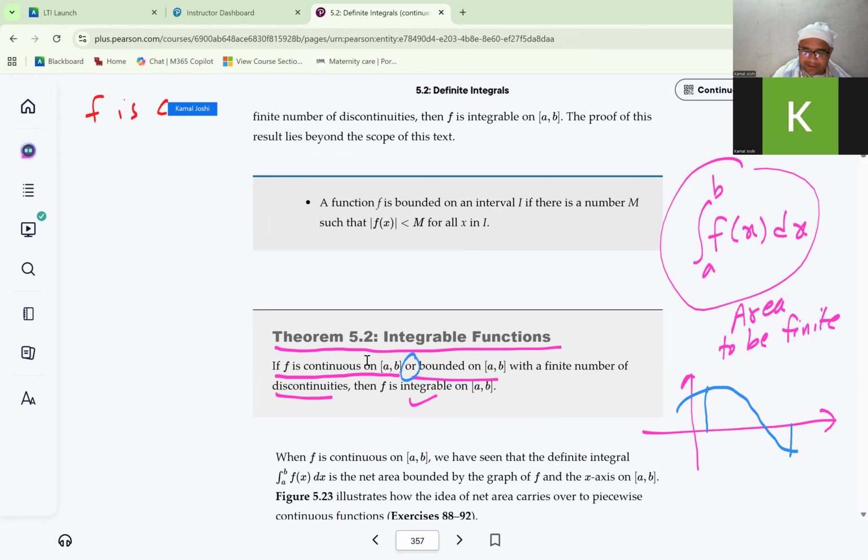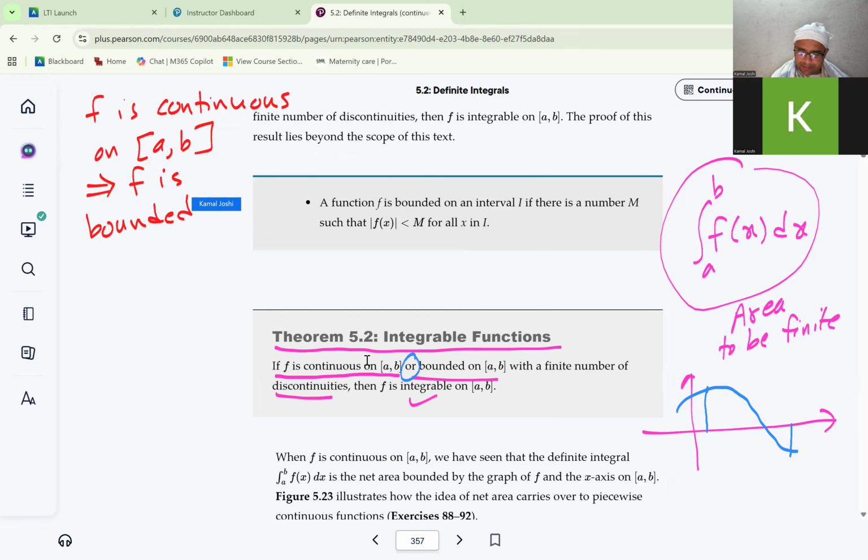F is continuous on a closed interval. Okay, a b like that is a closed interval. This means F is bounded on a to b, and you can prove this very easily using our definition of continuity. Okay, it can be proved. So bounded means basically its values are finite. Okay, it doesn't go to infinity anywhere, right? If it goes to infinity, then you will have an infinite discontinuity, right?